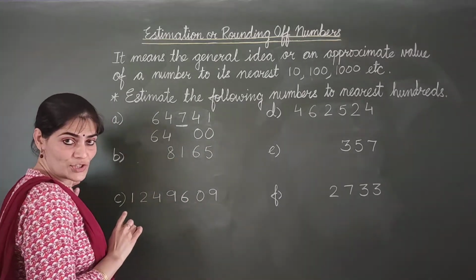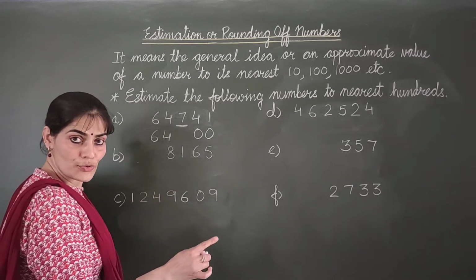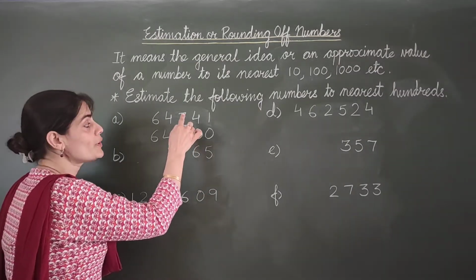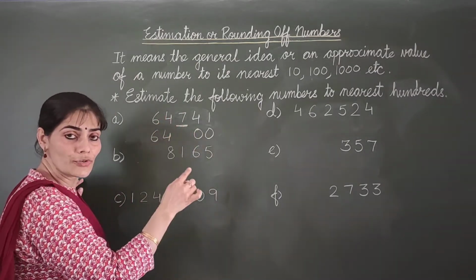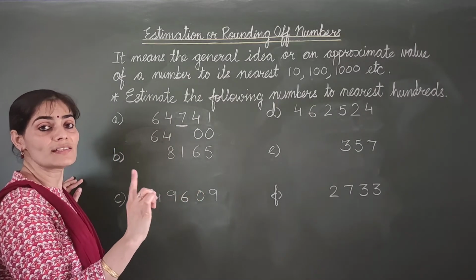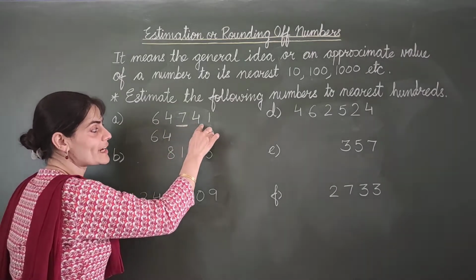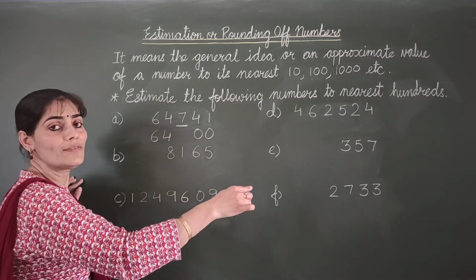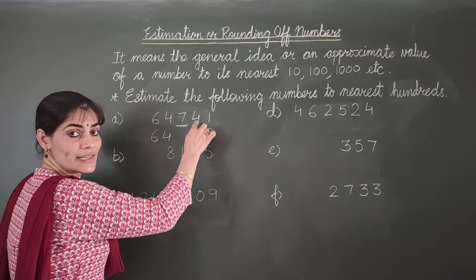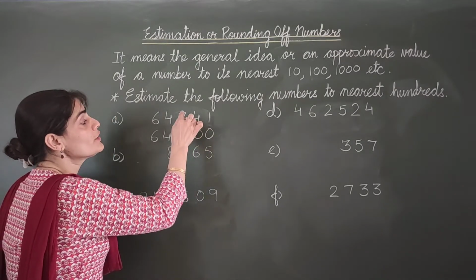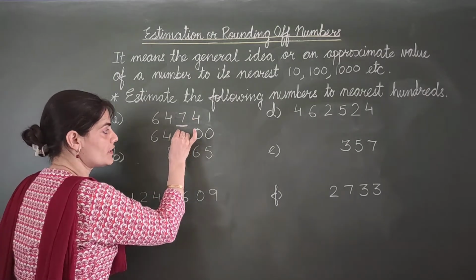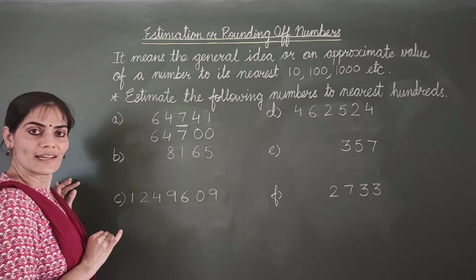But if this digit is either equal to 5 or it is more than 5, then we are going to increase this digit at hundreds place by 1. That means 7 plus 1 will give us 8. Only if the digit at tens place is either equal to 5 or it is more than 5. But what do we find? This digit is less than 5. So the digit at hundreds place will be written as it is. So we have 7 here. So I write 7 at hundreds place.